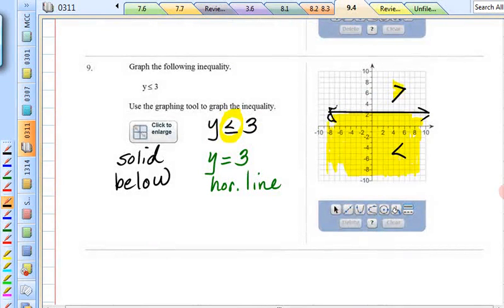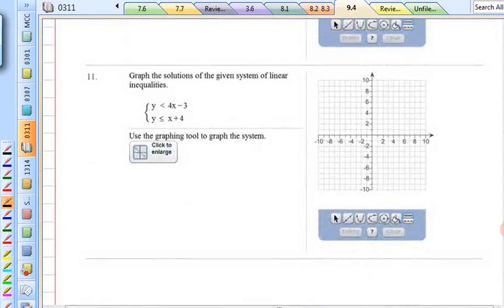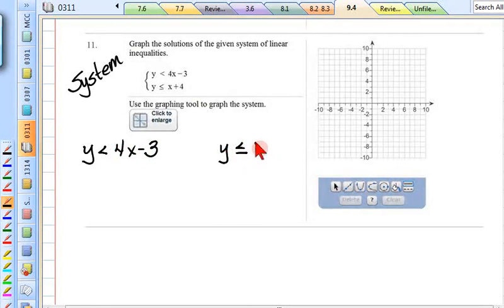So we're going to look at number 11, which is graphing the solution of a system of inequalities. What that really says is you're going to graph two inequalities. These inequalities are already in nice forms for you. We have y is less than 4x minus 3, and we also have y is less than or equal to x plus 4.